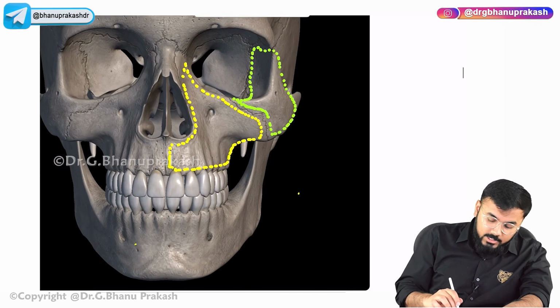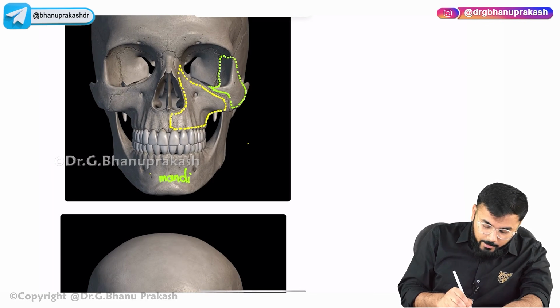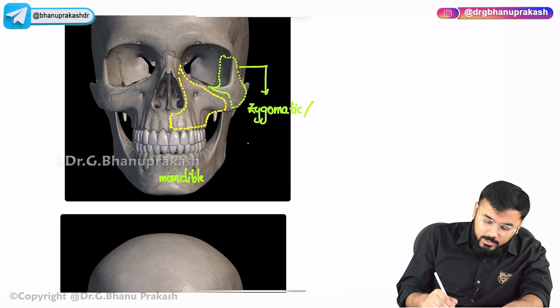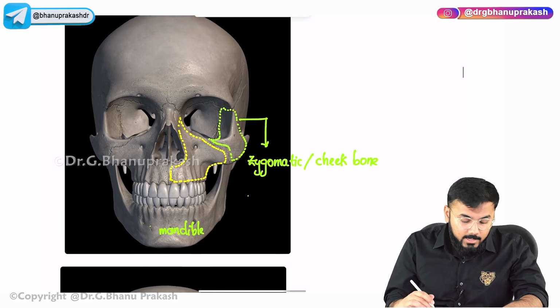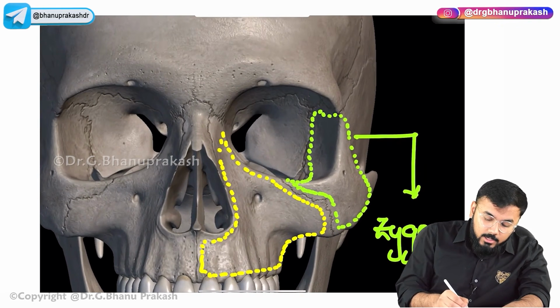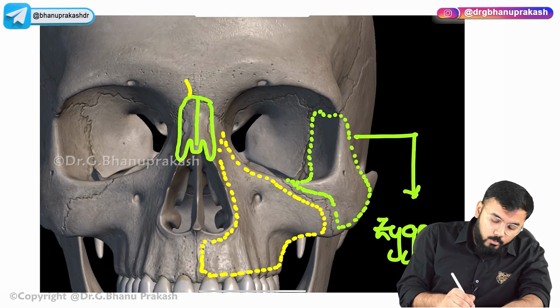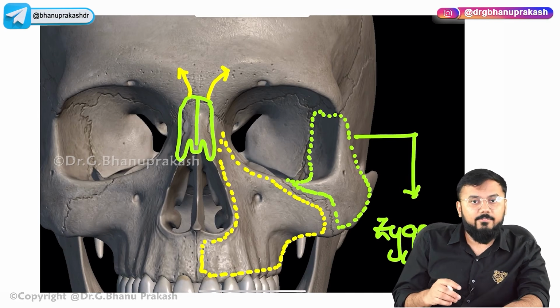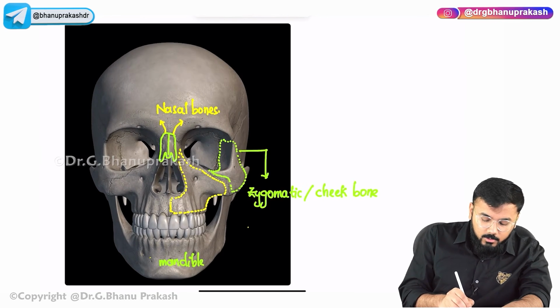The next important bone over here is your mandible. This part over here is called your zygomatic bone, or you call it cheekbone. Next important thing is that you can also see a bone over here. Actually this is not a single bone, there are two bones. This is called the right nasal, this is called the left nasal. Together you call them the nasal bones.